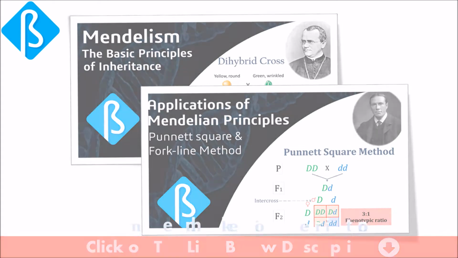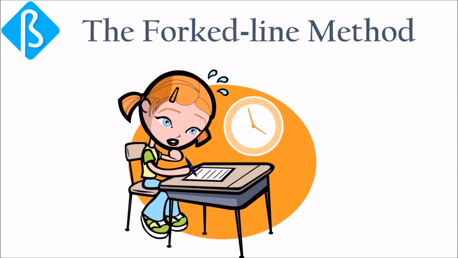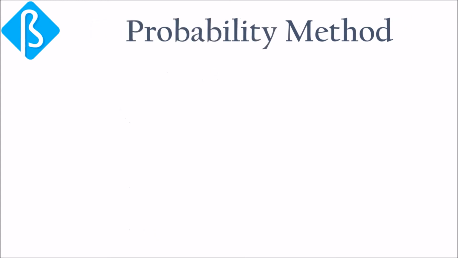In the previous lecture, we discussed two methods, Punnett square and Fork-line method, which use Mendelian principles to predict the outcome of the next generation. We have already seen that the Fork-line method is easier than Punnett, but very time consuming if a higher number of genes are involved in hybridization. To ease the prediction work, the probability method was designed.